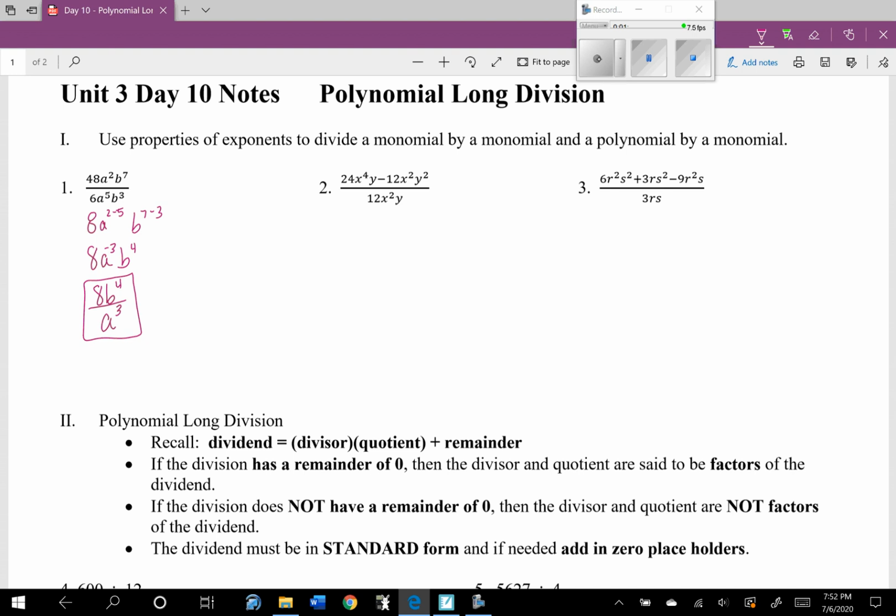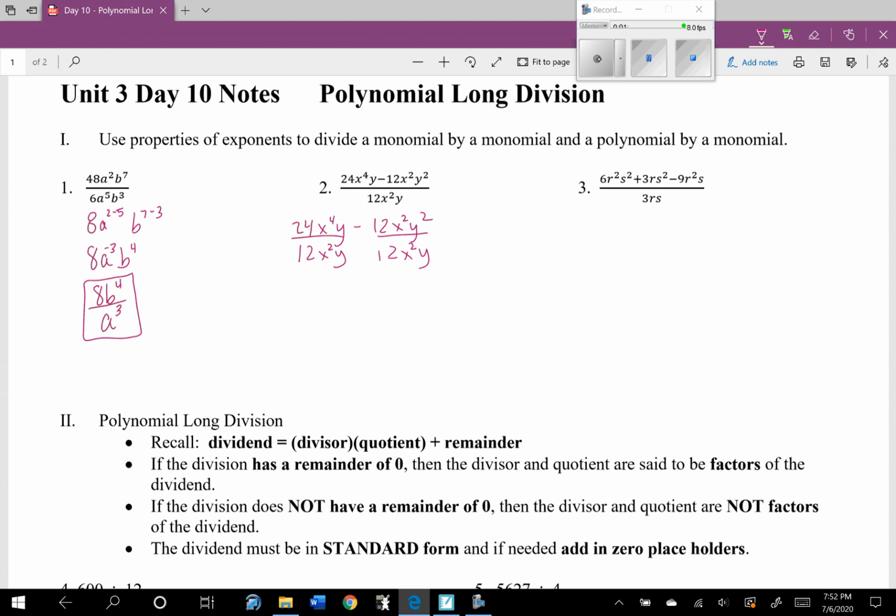When we have more than one term in the numerator being divided by the one term, we can separate it to help us divide. So 24x to the fourth y minus 12x squared y squared, and then just separate the terms. So over 12x squared y, divided by 12x squared y. And so then the next step would be just to simplify each of the different terms.